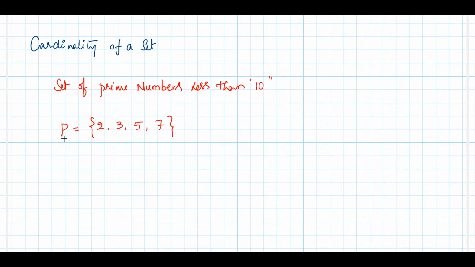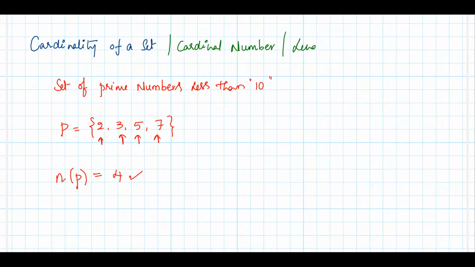Now let's try to understand what cardinality is here. Cardinality means the number of elements present in the set. So how many elements are there? 1, 2, 3, 4. There are 4 elements. So the cardinality of this particular set is 4. We represent the cardinality as n of the name of the set. So n of P is equal to 4. This is the cardinality, or we can even call it the cardinal number, or the length of the set.